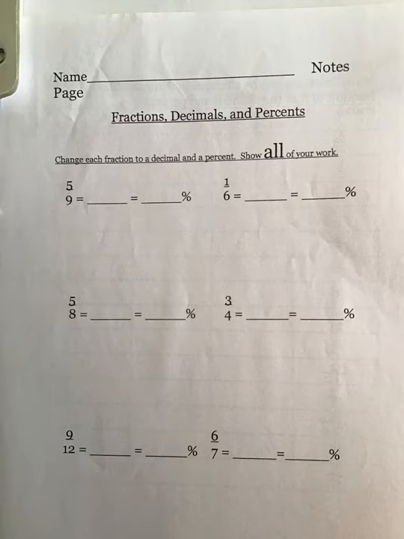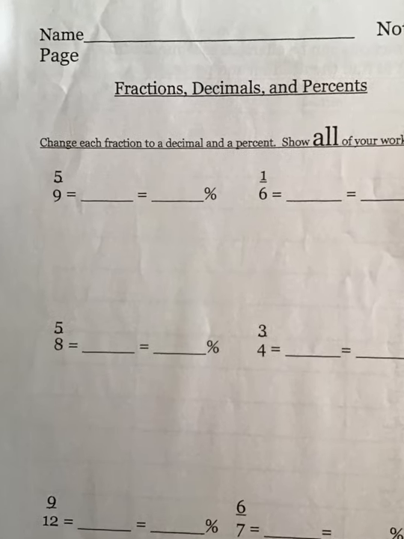Pierce. Today we're going to work on fractions, decimals, and percents. If you remember on Friday, we learned how to turn a fraction to a decimal. So we're going to continue with that today. In the first one, we see 5/9. So what that means is 5/9 could be 5 divided by 9. That's how we would change it to a decimal.